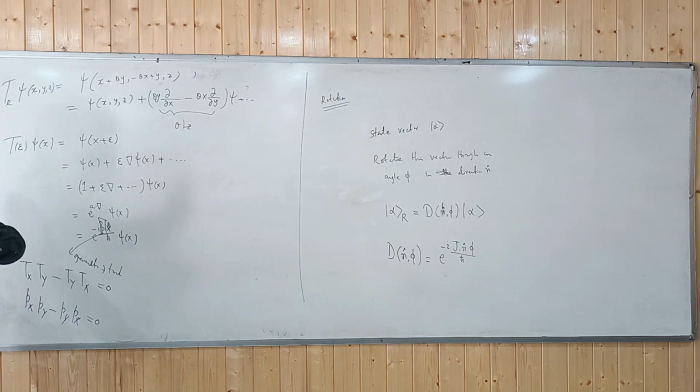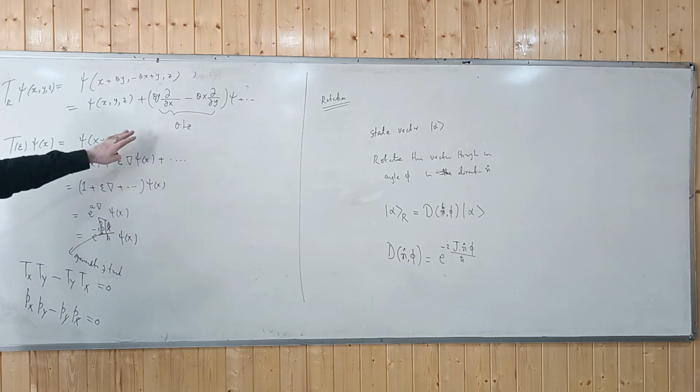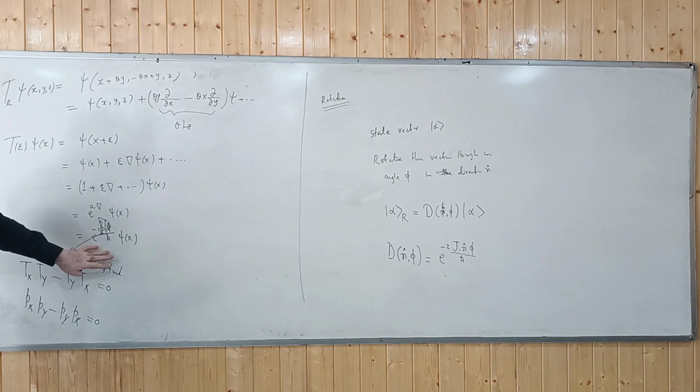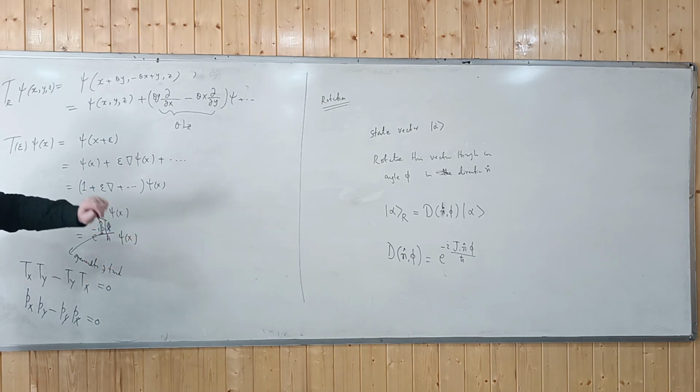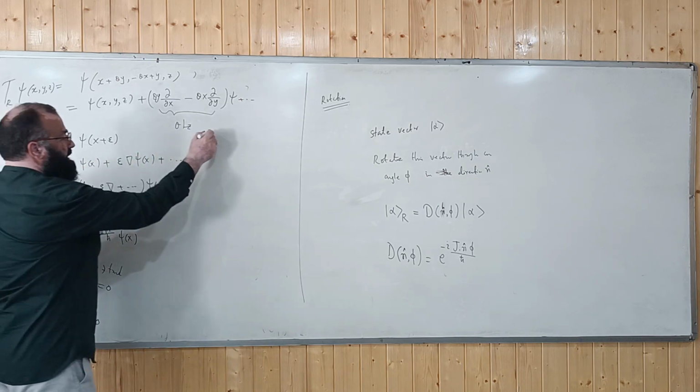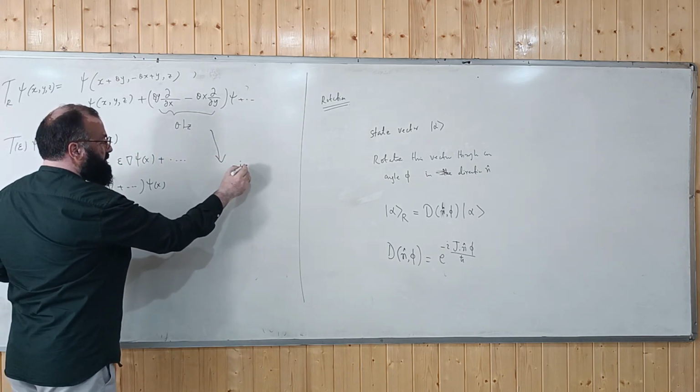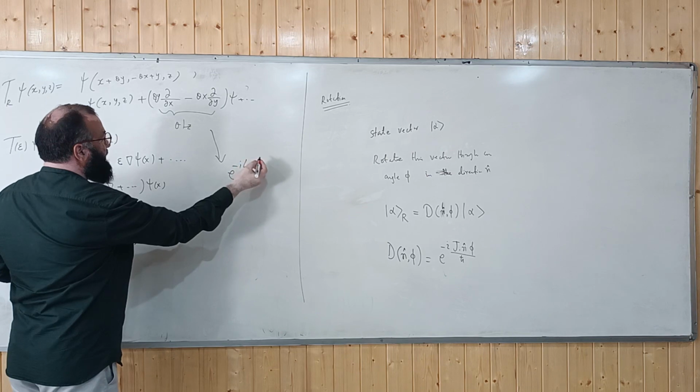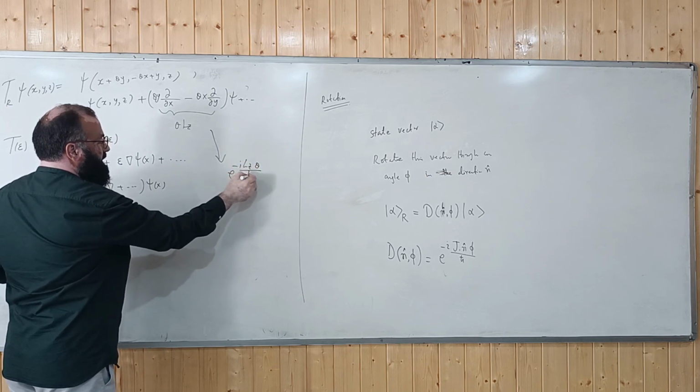Clear? Along the same lines you can now consider exponentiating it, the way we have exponentiated this thing. You can put it in the exponential. Now what will you have in the exponential? It will be simply e raised to the power minus i Lz times an angle, let's say theta, by h cross. Clear?